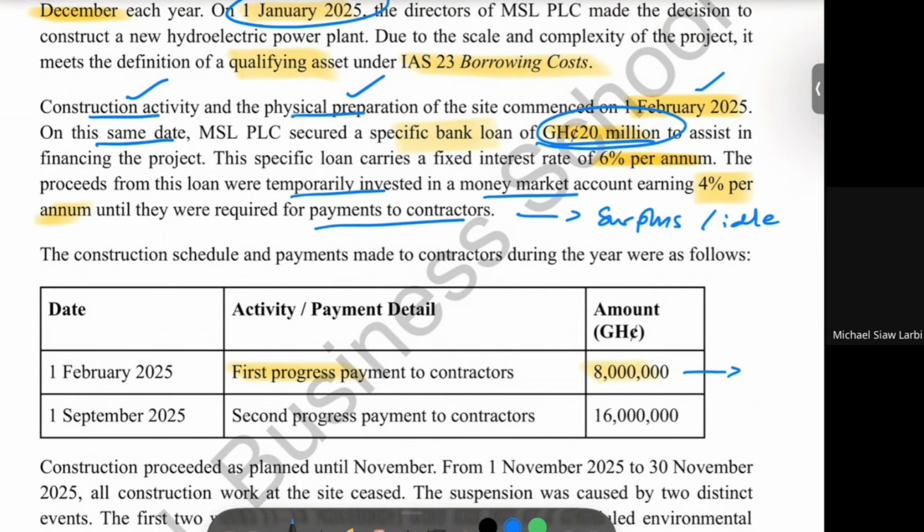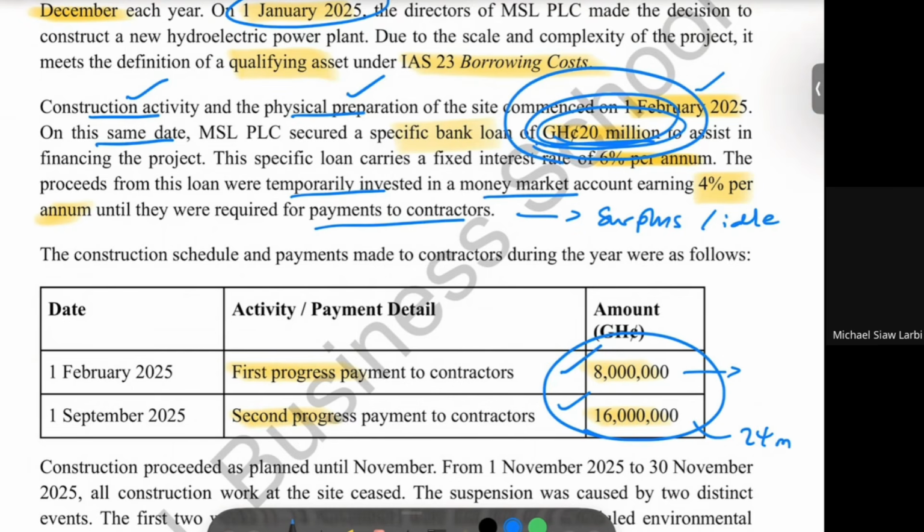Don't worry. 1st September 2025, they paid the second progress payment. They paid 16 million. So clearly, this total cannot be financed by the 20 million. This is where the general pool of loans would come in. Because if you think about it from this perspective, you've paid an amount of 8 million, and an amount of 16 million here. When you add this up, they spent an amount of 24 million, but they went for a loan of 20 million here. So there will be a what?